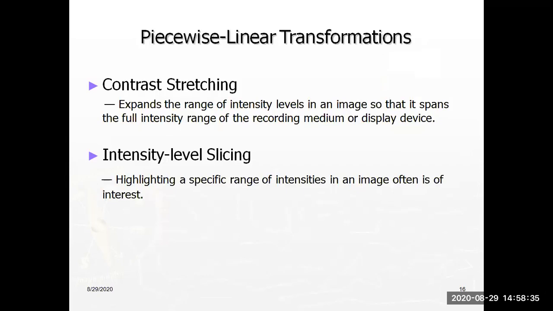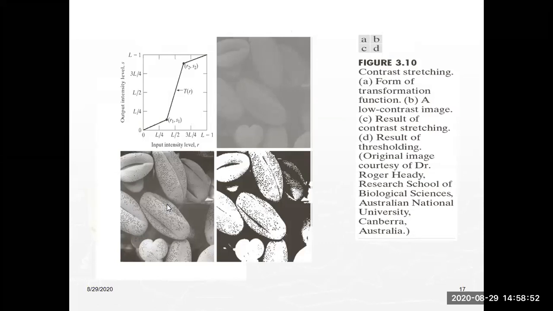So what is the next one? Like your gamma transformation: normal, identity, negative, log, inverse log, and gamma. The next one is piecewise linear transformation. In piecewise linear, there are contrast stretching and threshold. Both come under the category of piecewise linear. Piecewise linear means we are highlighting the required parts.